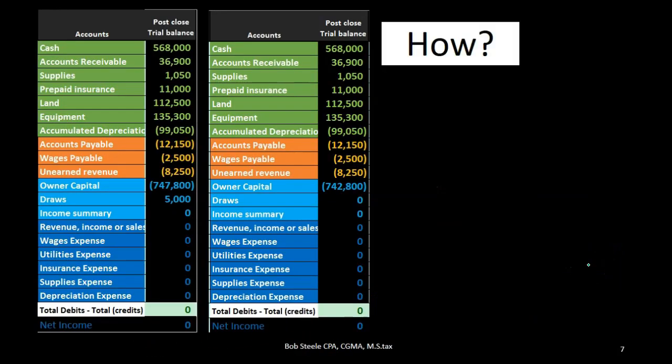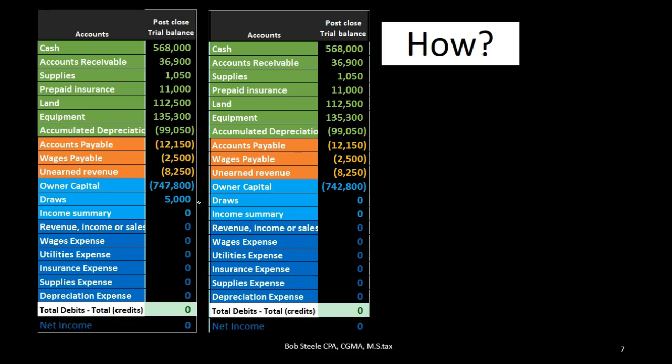What was our objective again? We want to get to this post-closing trial balance where everything from the owner's capital on down is zero. We're really close right now, meaning the entire income statement is zero, revenue and expenses, and we closed out that income summary, so that is now zero. That was part of the goal, and we just now need to close out this draws.